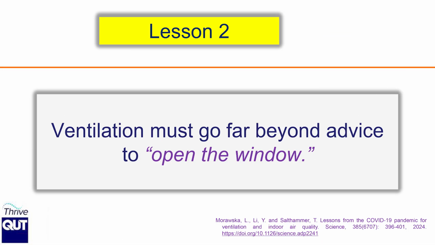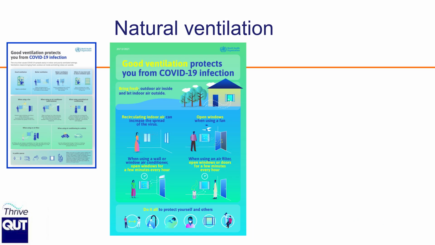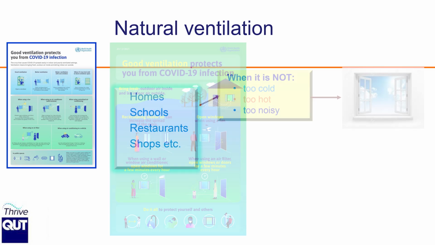Lesson 2. Ventilation must go far beyond the advice to open the window. I remember very well, once it was accepted or started being accepted that infection is through the air, we've seen diagrams or advice like this. That was a December 2020 WHO poster, where every panel shows an open window. So opening a window will resolve all the problems.